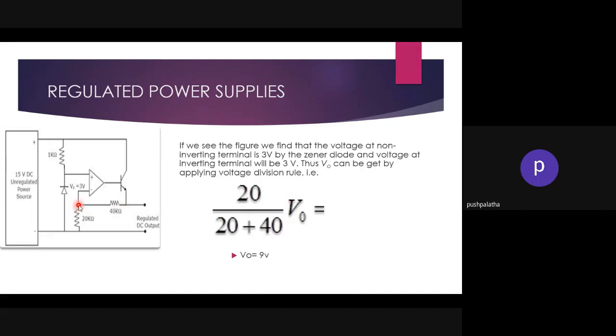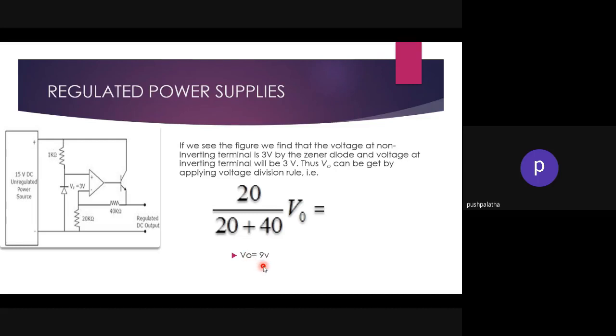I know one value, which is 3 volt. So 20 divided by 20 plus 40 into V naught equals 3 volt. I forgot to write that, I'm sorry. So 20 by 60 into V naught is 3 volt, so V naught equals 9 volt.